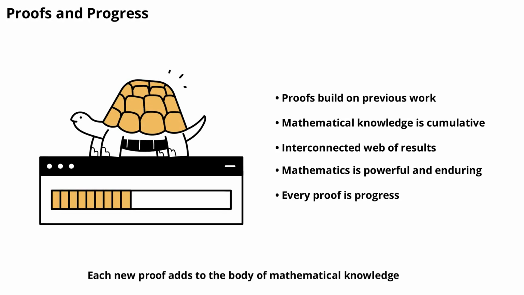Each new proof adds to the body of mathematical knowledge, building on what came before. Progress in mathematics is cumulative, with new results relying on earlier proofs. This interconnected web of knowledge is what makes mathematics so powerful and enduring. Every accepted proof is a step forward.